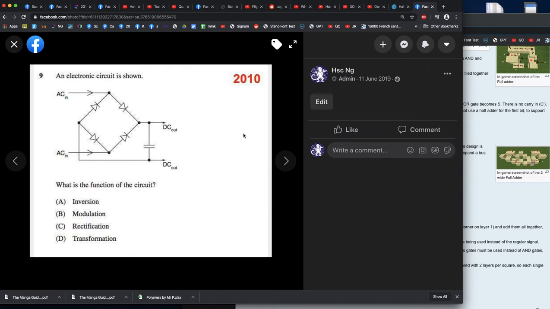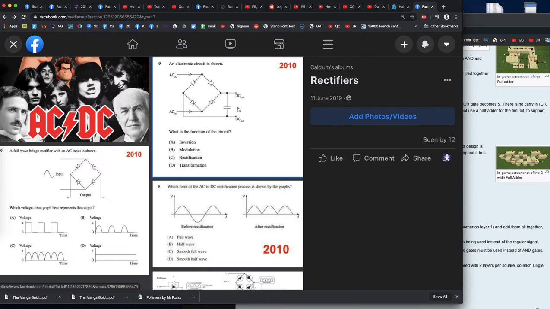This question says, what is the purpose of this circuit? Inversion. Inversion is the opposite of rectification. Modulation, no, it's not for modulation. Diodes are used in modulating telecommunications, but we haven't done that yet. Transformation is for decreasing voltages. And we have rectification. That is the correct answer. You should be able to recognize that, and that's a question that I maybe could give you. Rectification, converting AC into DC.